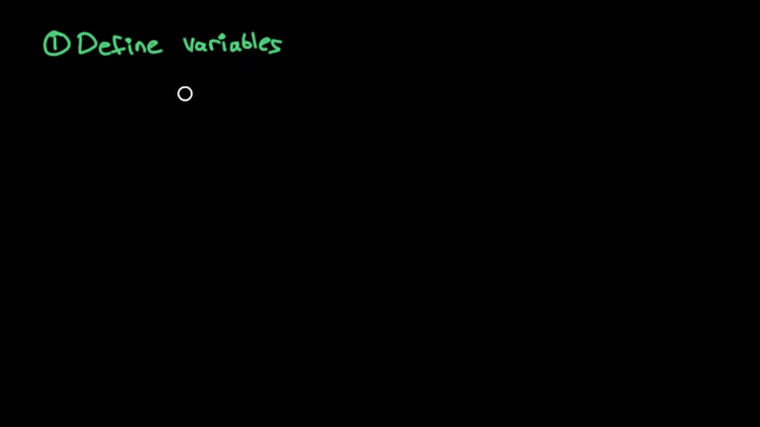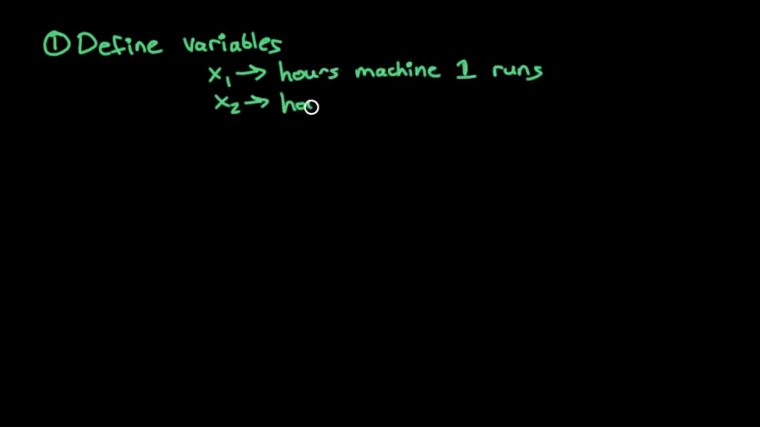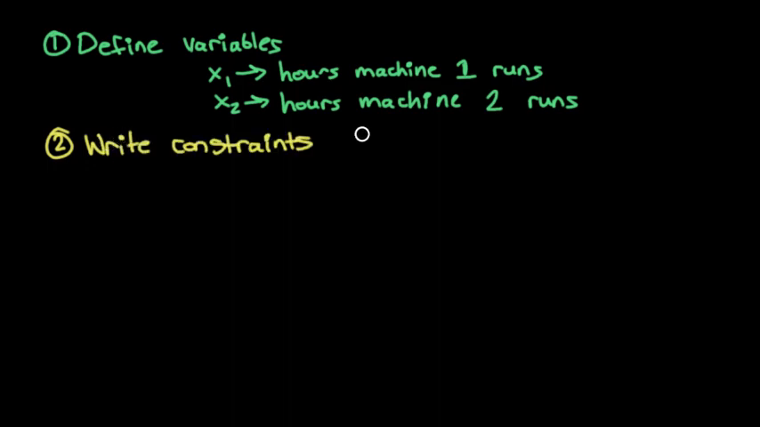These are sometimes called decision variables, and it's the thing that we want to solve for. So x1 can be the hours we run machine 1, and x2 can be the hours machine 2 runs. Step 2 is to write constraints. First, we have some positivity constraints. It's not possible to run either machine for negative hours, so x1 and x2 need to be greater than or equal to 0. And we're only concerned with 1 day, so that means x1 and x2 both need to be less than or equal to 24 hours.